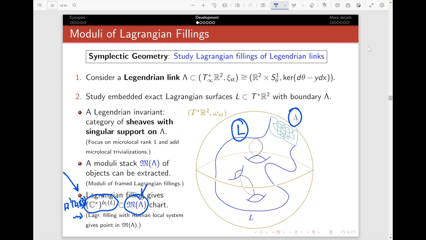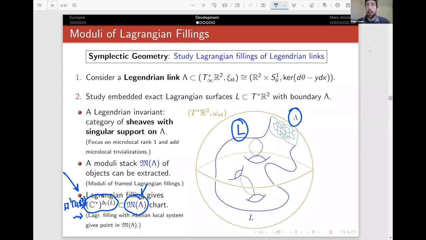Actually, can I ask one quick question? Yeah. If you have a Lagrangian filling of a Legendrian link, then they should give you an augmentation, right? How does R sigma know about the augmentation of the DGA? Is the question how does this get... What is the Floer theoretic explanation of that phenomenon? This moduli stack should know about the augmentation induced on the DGA, right?